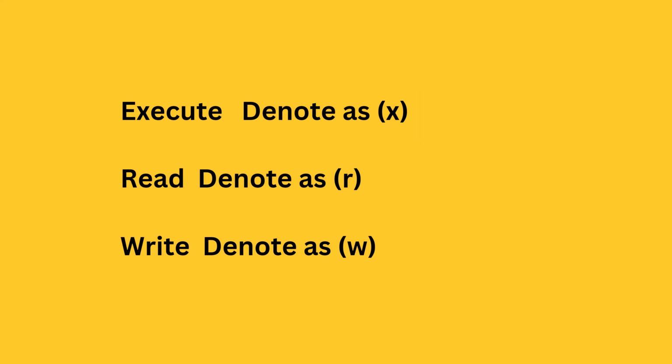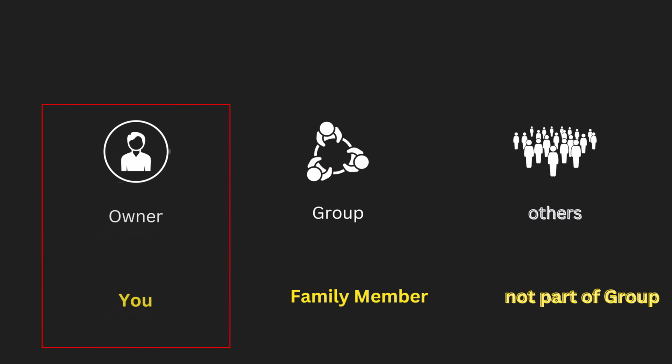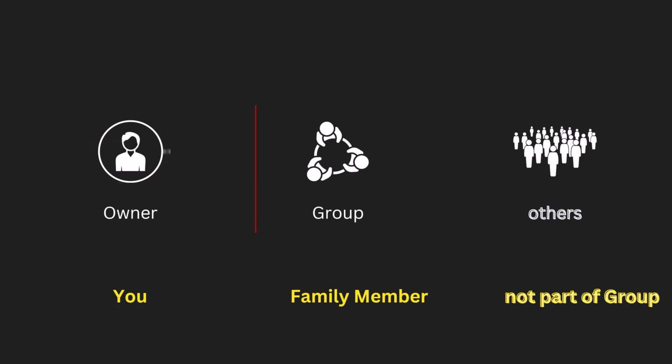And these permissions apply to 3 groups of people. 1. The owner. That is you, the creator of the file. 2. The group. Think of this as your family members who share the album. 3. Others, everyone else who is not part of your family.